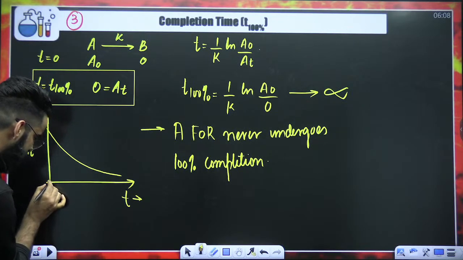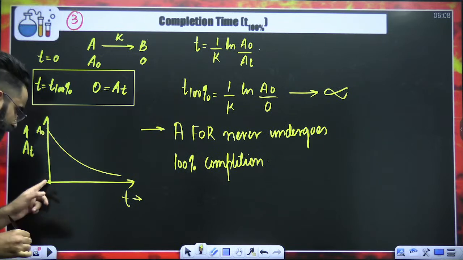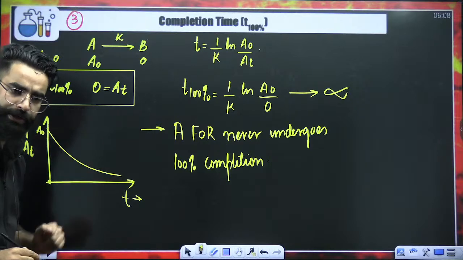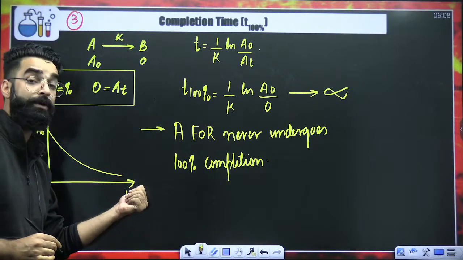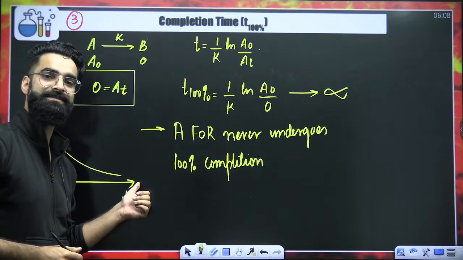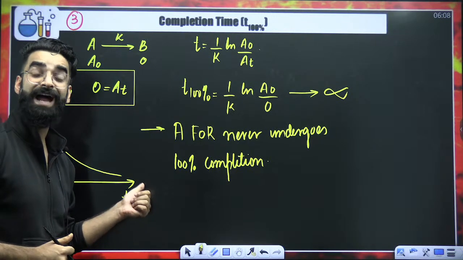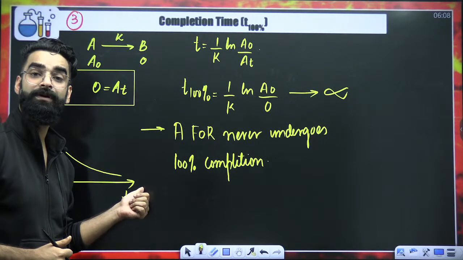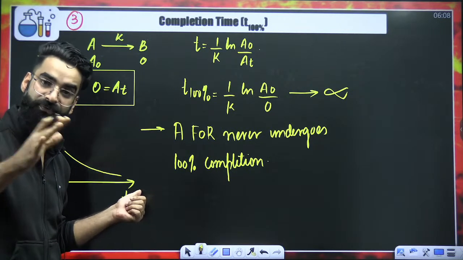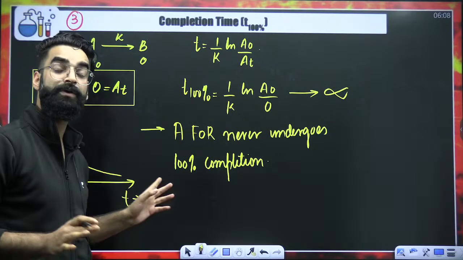This point represents time t equal to 0. At time t equal to 0, the concentration of reactant is A naught. Now with time, the concentration of reactant is decreasing. I told you that this curve is not going to cut the time axis. Why? Because if this curve cuts the time axis, at that point the concentration of reactant would become 0. That means the reaction has got 100% completed. But a first order reaction never undergoes 100% completion. So this graph is not going to cut the time axis.